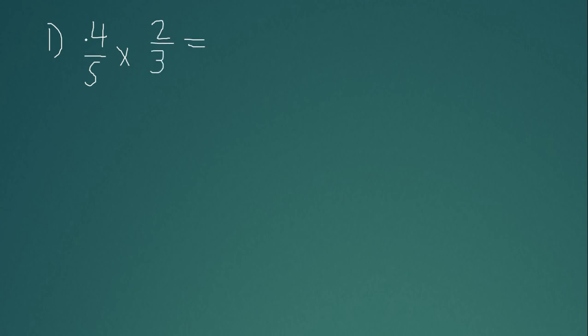The sign is positive, both given. So 4/5 times 2/3. Next is multiply the numerators: 4 times 2 is 8. Then the denominators: 5 times 3 is 15. The answer is 8/15.